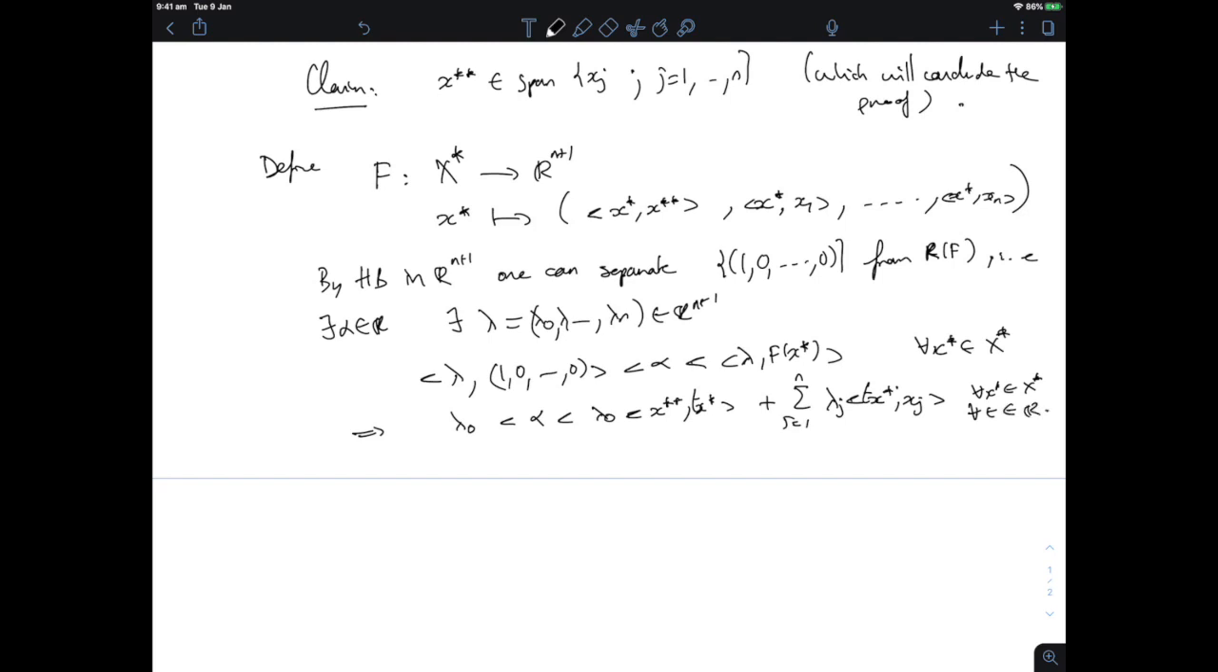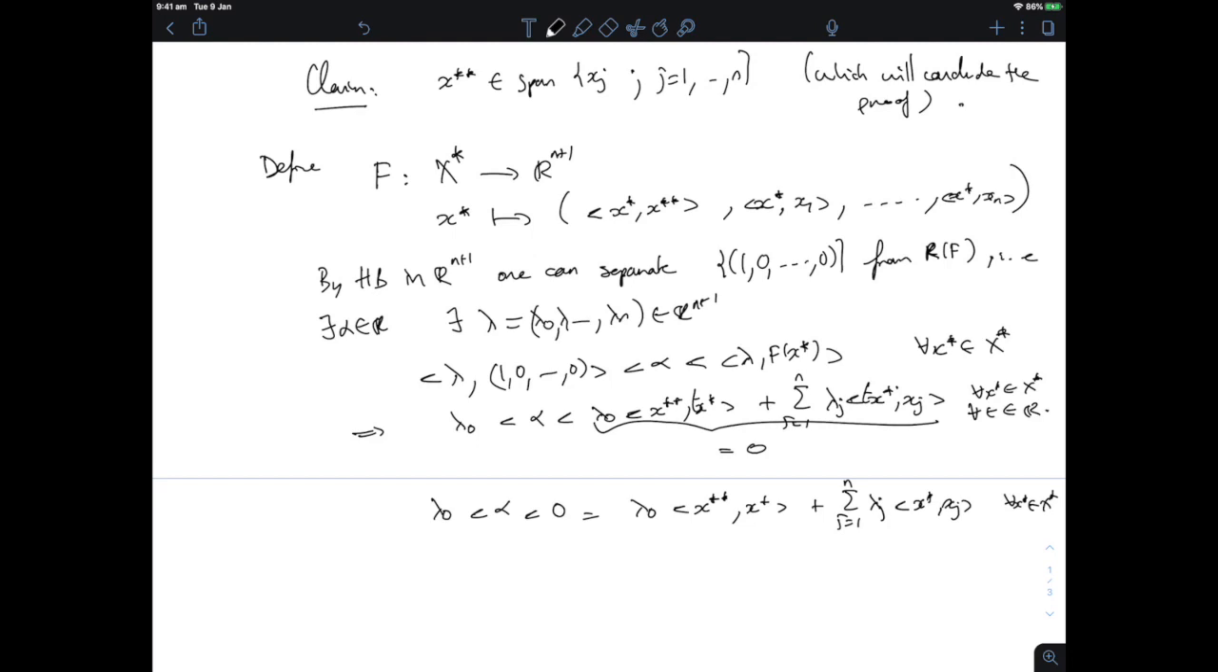And because it's true for every t in R, this can only be 0, because you can multiply by a t that's either positive or negative, so it has to be both positive and negative. So what we have is that lambda naught is smaller than alpha, which is smaller than 0, which is equal to lambda 0 x double star of x star plus the sum of lambda j x star of xj for every x star.